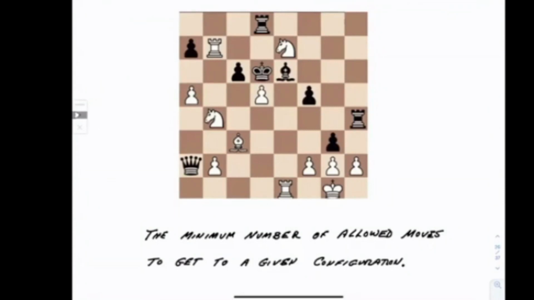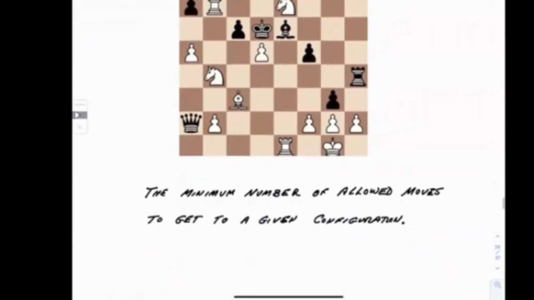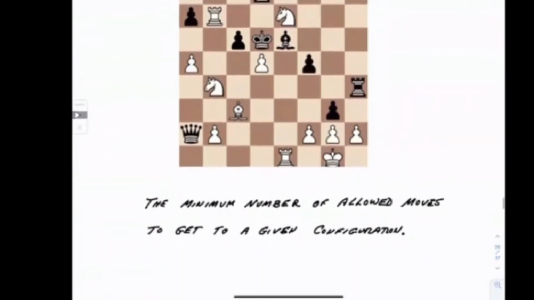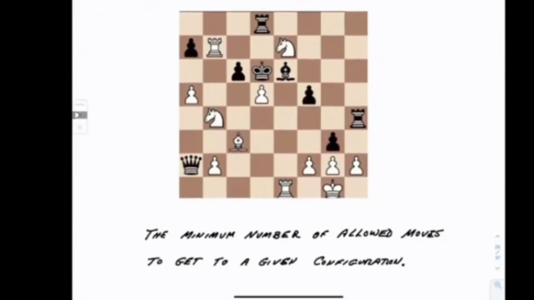Or better yet, what's the shortest possible game with the least number of moves that could have brought the chessboard to this configuration, starting with the canonical starting point for a chess game? What are the minimal number of allowed moves that could have gotten us to this configuration? That is called the complexity of the configuration, the minimal number of steps that could have gotten you to this.